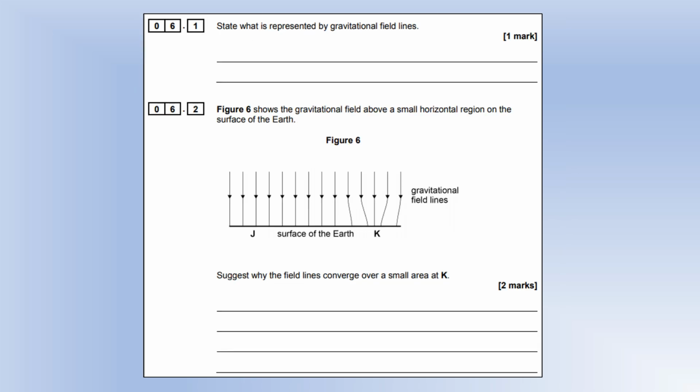Okay, so moving on to gravitational fields. State what is represented by gravitational field lines. Well, they tell you the direction a force would be experienced by a mass in the field.